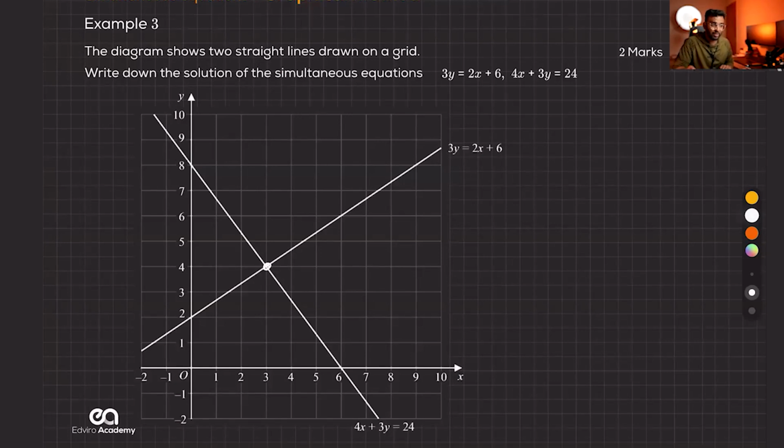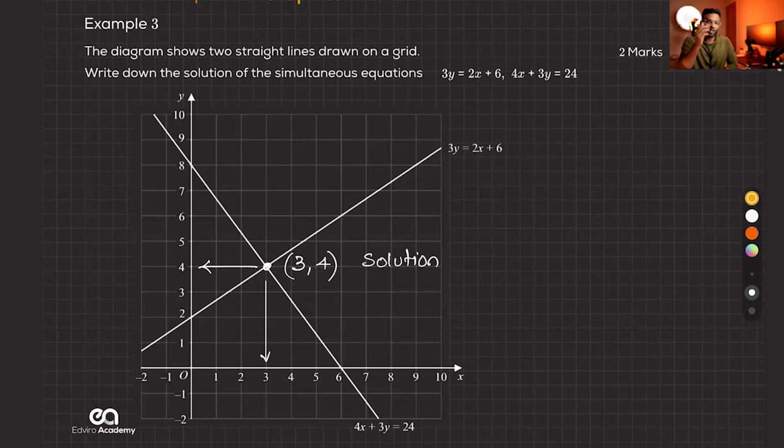This one, we're just picking up the point. That's all. That is your x coordinate, which is 3 and 4. That is your solution. 3, 4. That is what we call the solution.